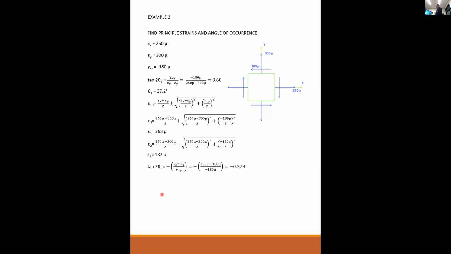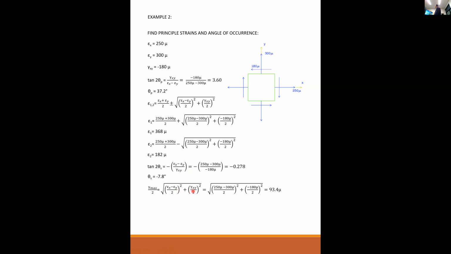And then the maximum shear strain occurs at tangent 2 theta s is equal to minus (epsilon x minus epsilon y) over gamma xy. So I get negative 250 minus 300 over minus 180, which is minus 0.278. Take the inverse tangent times 2, and I get minus 7.8 degrees. And the maximum gamma is gamma over 2.